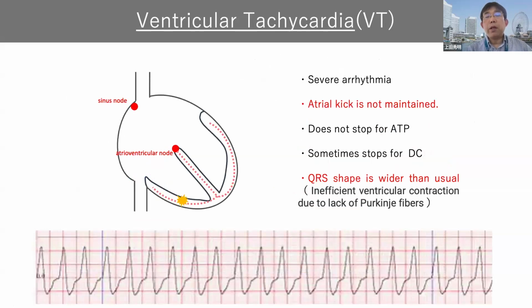Ventricular tachycardia, VT, is a very serious arrhythmia, as you know, because the atrial kick is not maintained and it does not stop with ATP, but it sometimes stops with DC. The QRS shape is wider than usual because of inefficient ventricular contraction due to lack of Purkinje fibers. So it should not be so difficult for us to understand why it's so bad.